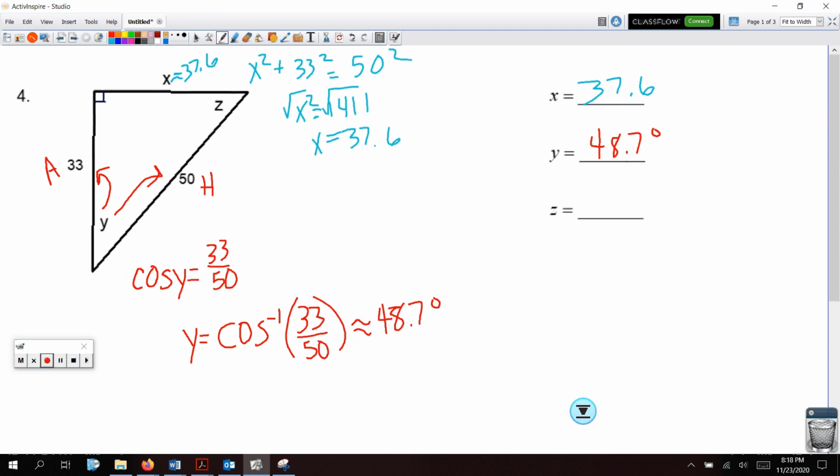48.7 degrees. Since we always want to work smarter and not harder, right? Now that we know that this is 48.7, we can just subtract from 90 and find z. That's easy, right? So remember, the remaining 2 angles in a right triangle are complementary. So 90 minus 48.7 is equal to 41.3 degrees. Okay, so that's number 4. Boom, done. Triangle solved. Moving on.